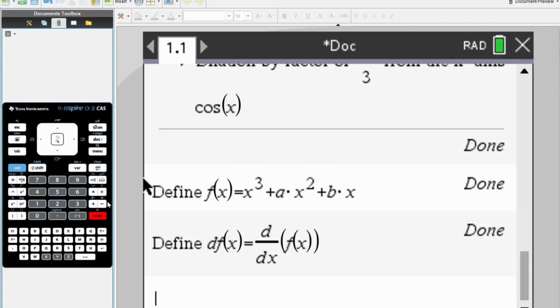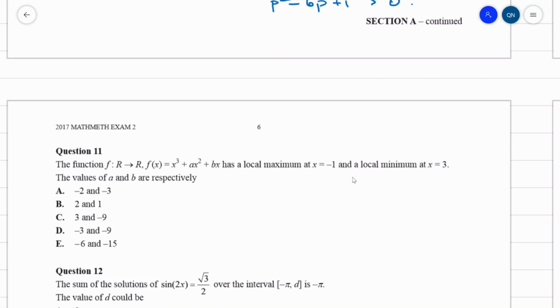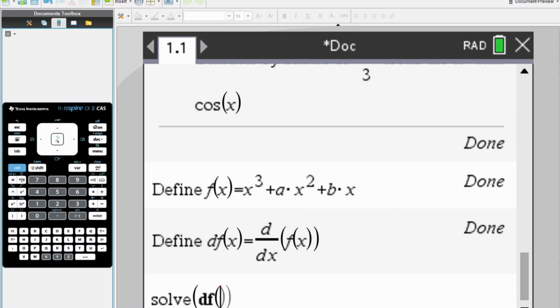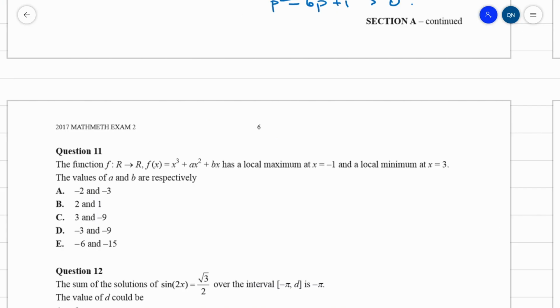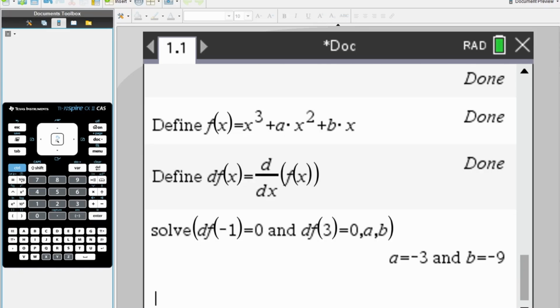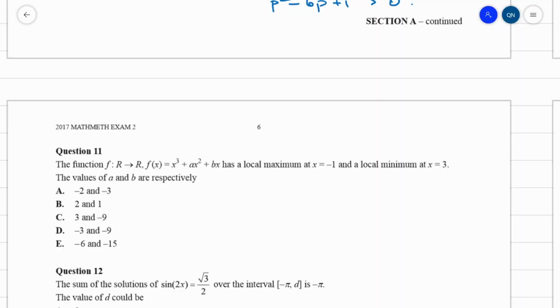Okay, and I'm going to solve now the derivative. Now the derivative at -1 and 3 has to be equal to 0. So df of -1 equals 0 and df of 3 equals 0. And I'll solve it with respect to a and b. That gives us -3 and -9, which is option D.